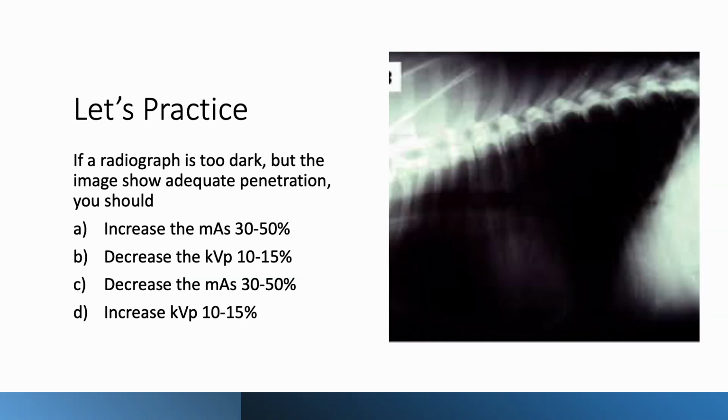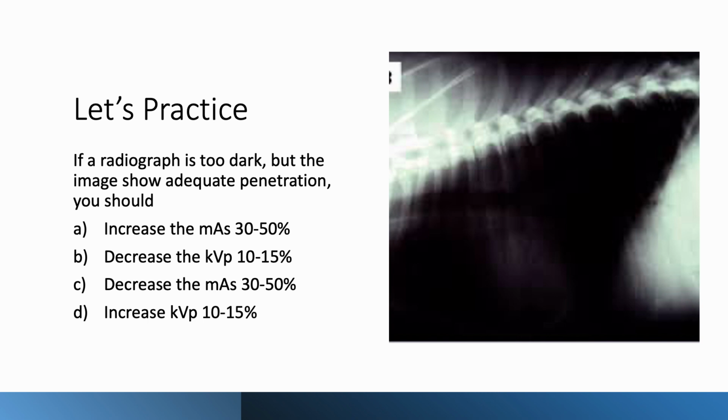Here's another one. If a radiograph is too dark, but the image shows adequate penetration, you should... And remember, we're going to substitute the word KVP for penetration to help solve this. Let's read it again. If a radiograph is too dark, but the image shows adequate KVP, you should: A, increase the MA; B, decrease the KVP; C, decrease the MA; and D, increase the KVP.